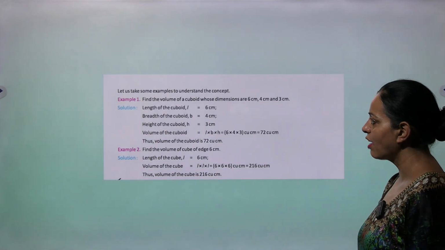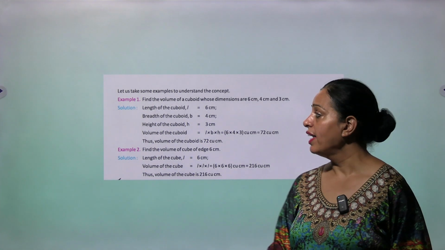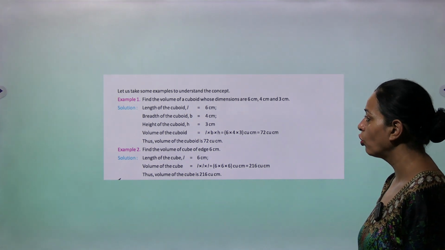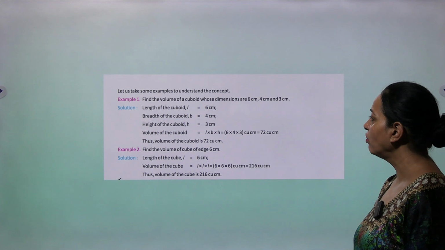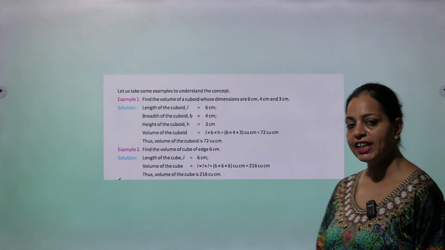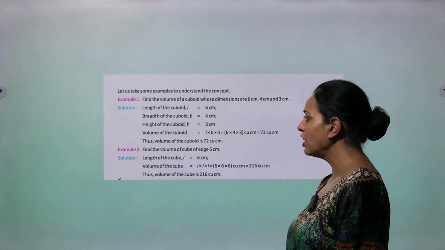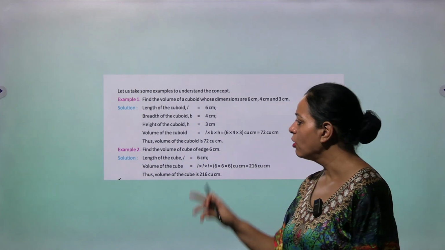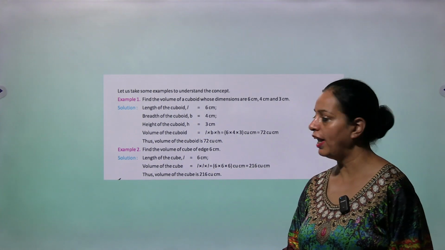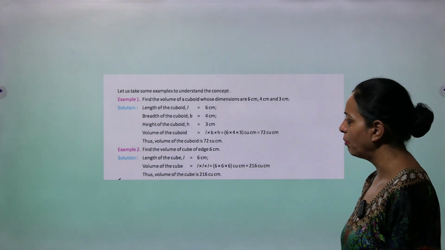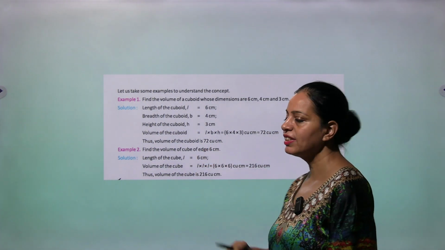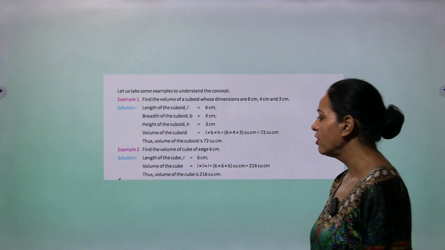So let us take some examples to understand the concept. Example 1, find the volume of a cuboid whose dimensions are 6 cm, 4 cm and 3 cm. Means length is 6 cm, breadth is 4 cm and height is 3 cm. So what is the volume of cuboid? L into B into H, that is 72 cubic centimeter. So volume of cuboid is 72 cubic centimeter.